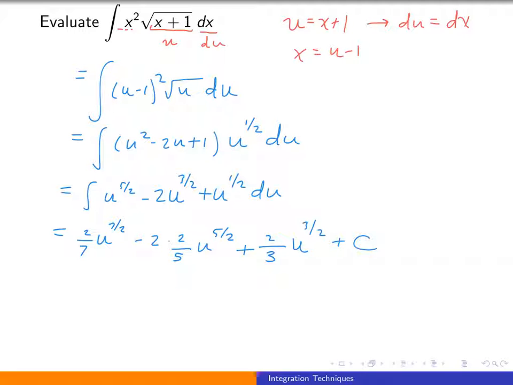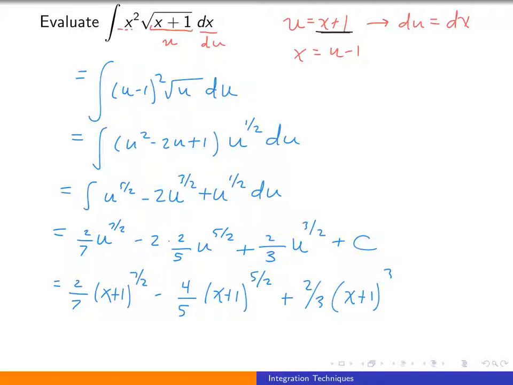And now our last step is to get it back in terms of that original variable x. So everywhere where we see a u, we just need to substitute back in that u is equal to x plus 1. So 2/7 x plus 1 to the 7/2 minus 4/5 times x plus 1 to the 5/2 plus 2/3 times x plus 1 to the 3/2 plus c.